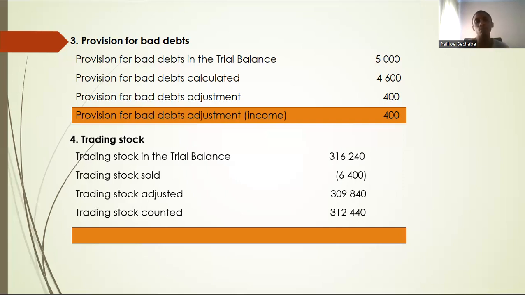We adjust up from 309,840 to 312,440, and that difference, the adjustment up, is what we call trading stock surplus. And trading stock surplus is income. An increase, I'm sure you have noticed, of your current asset somehow is income. Increase of fixed deposit is interest income. So in this case, assets result in income.